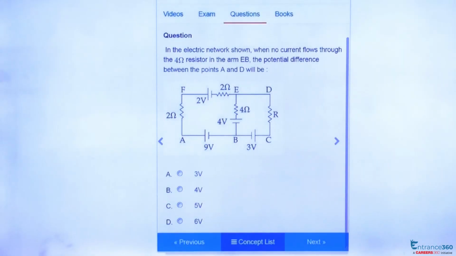Hi everyone, let's discuss a question from the chapter Current Electricity, which is very interesting, which was asked in JEE Main 2015. The question is: in the network shown, when there is no current through the 4 ohm resistor connected between E and B, the potential difference between A and D will be.